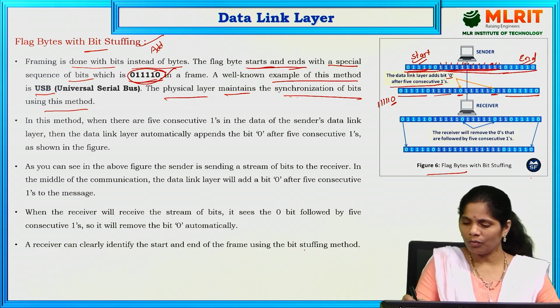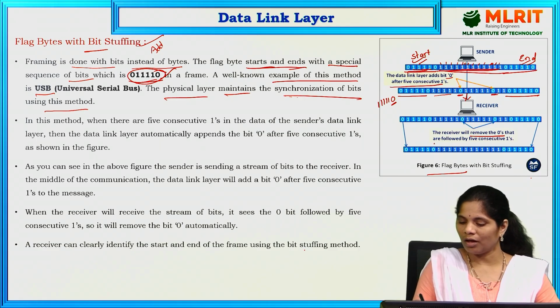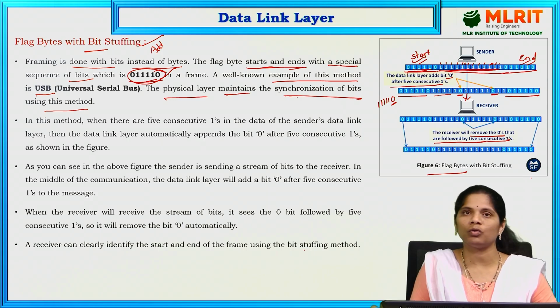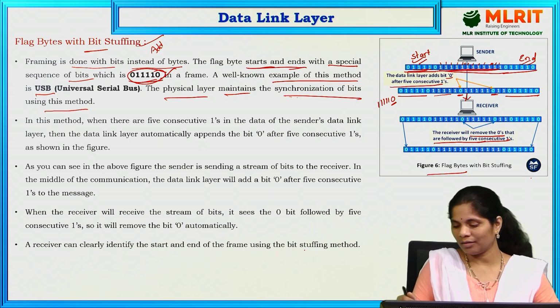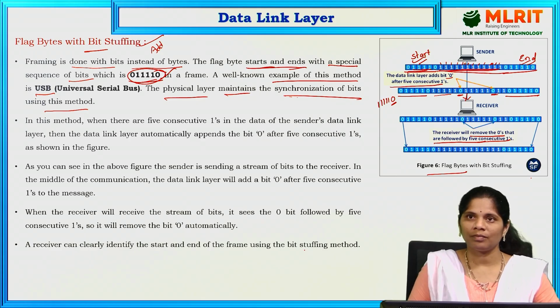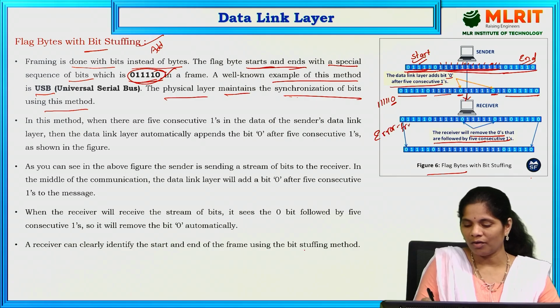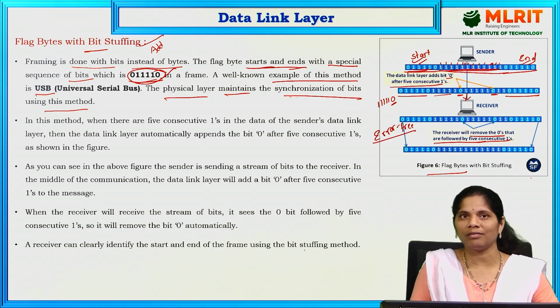How will the receiver understand this? The receiver will remove the zeros that follow 5 consecutive ones. The aim is that we have to stuff the bits. Why are we stuffing like this? To keep the data error free, meaning there are no errors. For that reason we are adding these stuffing methods.